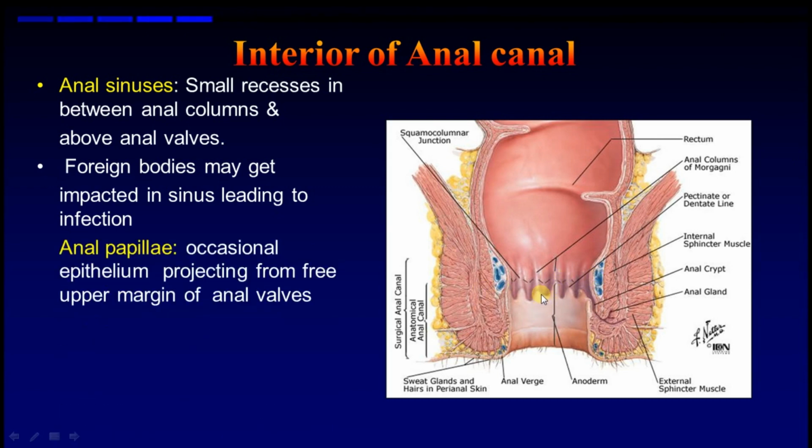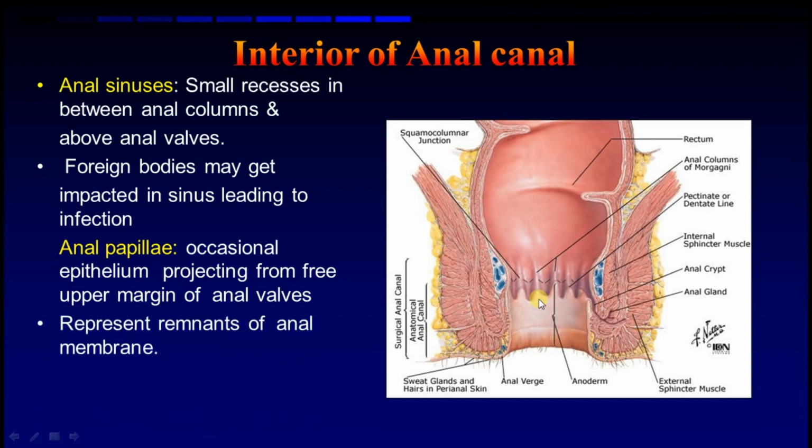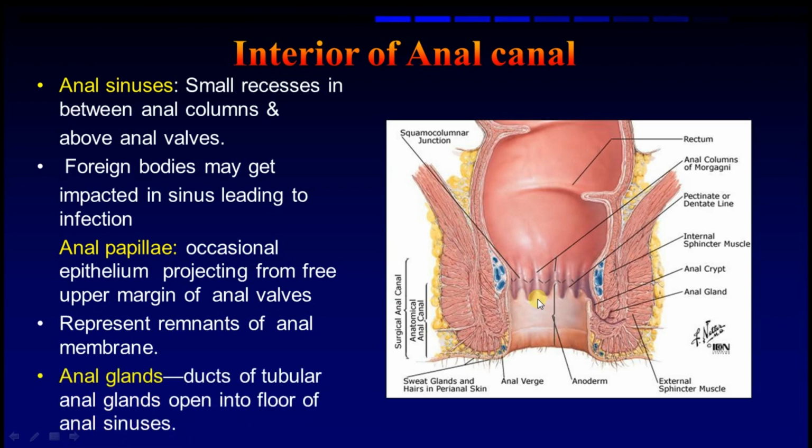Anal papillae are epithelial, projecting from the free margin. They are not always present. They represent the primitive anal membrane, the remnants of the anal membrane, and are called the anal papillae. So these are anal glands, and the ducts open into the floor of the anal sinuses.